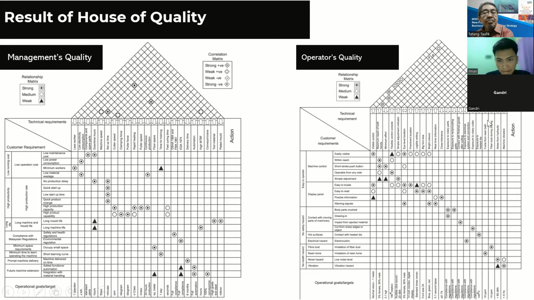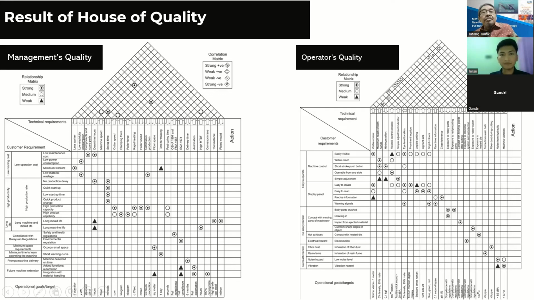And the second one is no safety hazard. This is also divided into three types. The first is contact with moving parts of machinery. The second one is hot surface and also electrical hazard. And the last one is no health hazard. These are fibre dust, resin, noise hazard, and also vibration. So for the description of the table, we can see also from the relationship matrix.